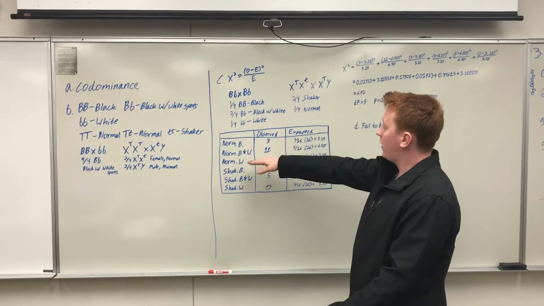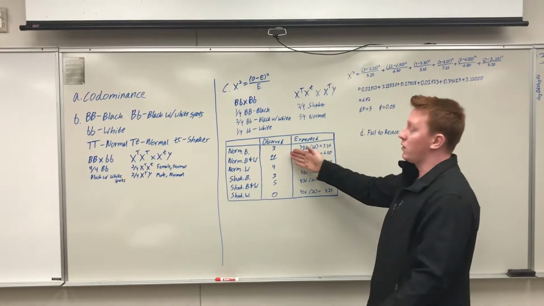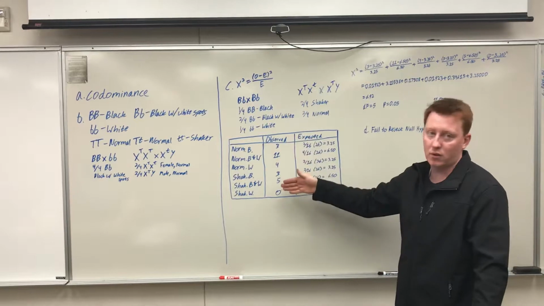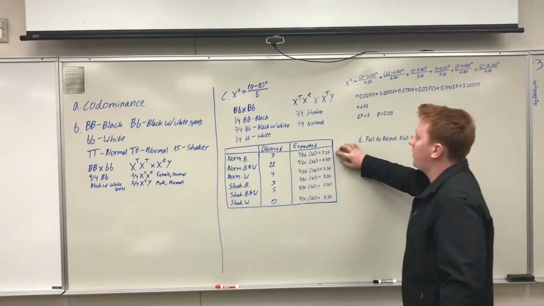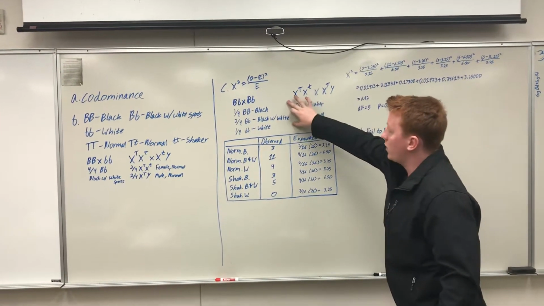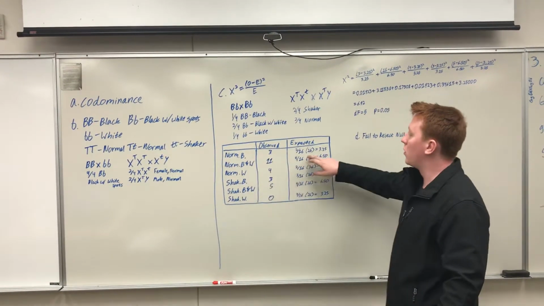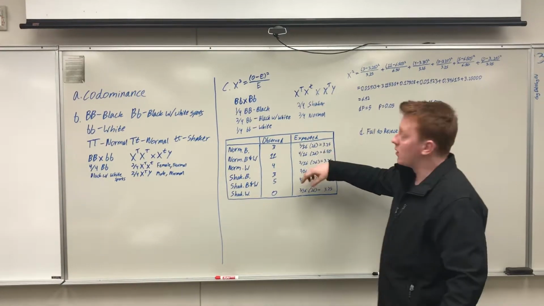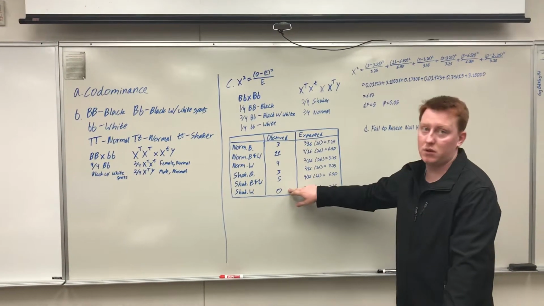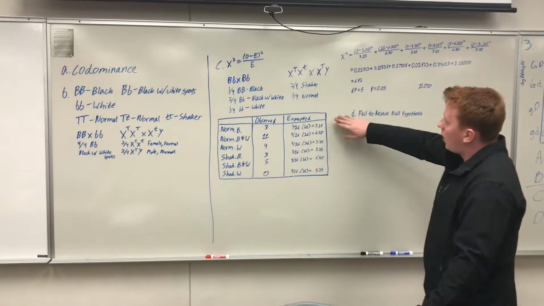And what we have right here is our observed and expected values. The observed we received just in the question, and our expected values are what we get from the Punnett squares. If you look right here, we have 2/16 normal black, and we're going to multiply that by 26 because that's our total from the observed values. We get all our values from that.